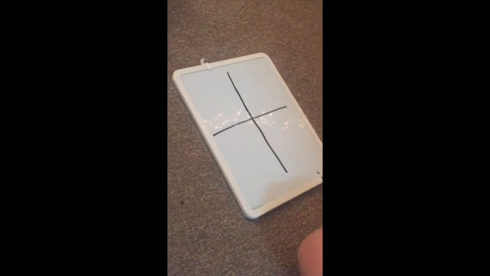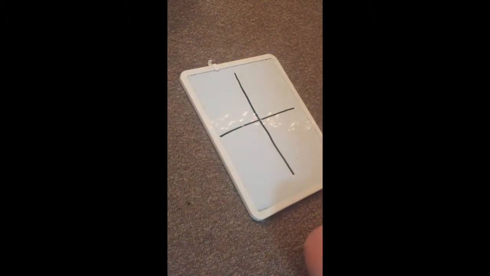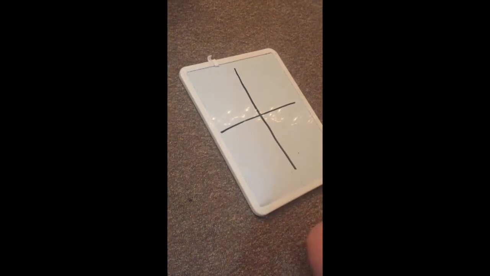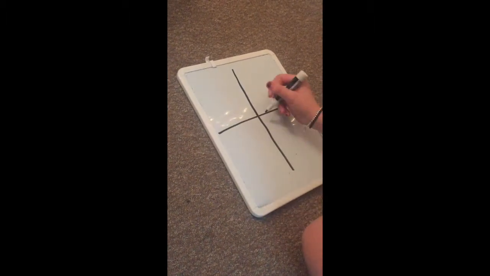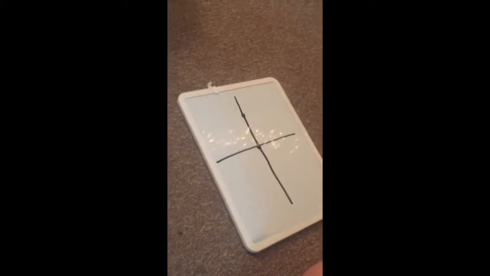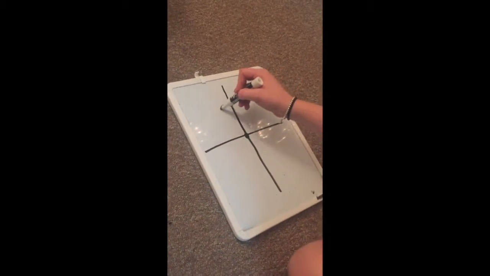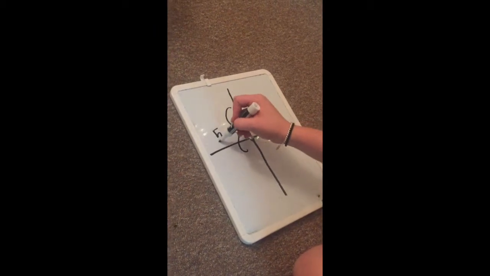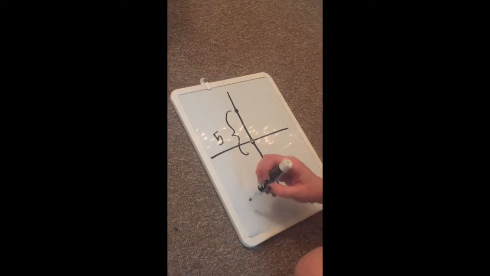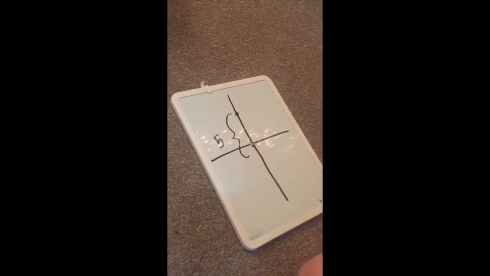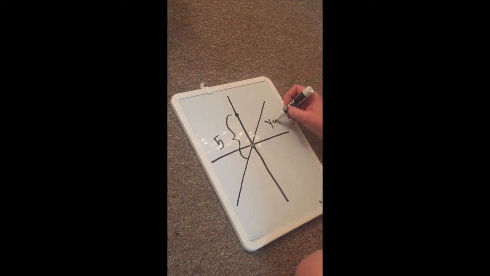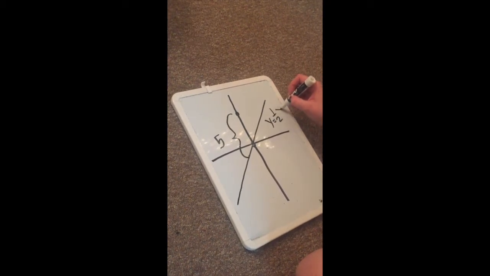First off, we're going to start with our set of axes, x and y. We're going to plot our 2 points at (0, 0) and (0, 5). The distance between these 2 points is 5 because they're 5 spaces apart. Next, we're going to draw our line that goes right through the middle, and it's y equals 1/2 x.